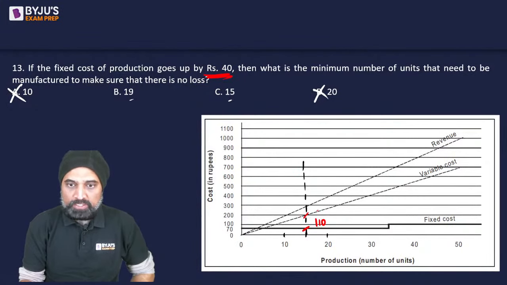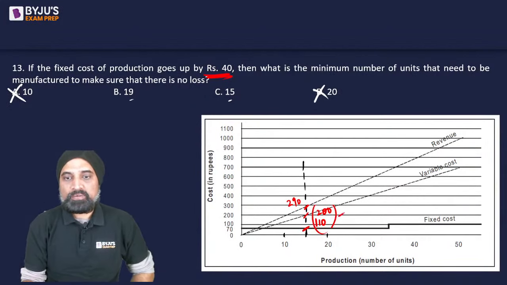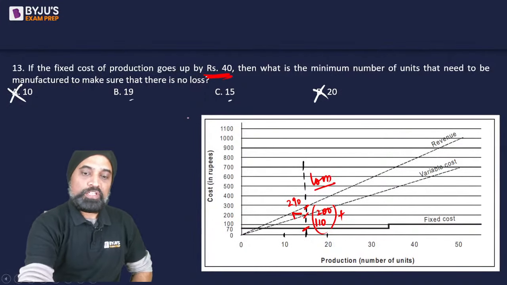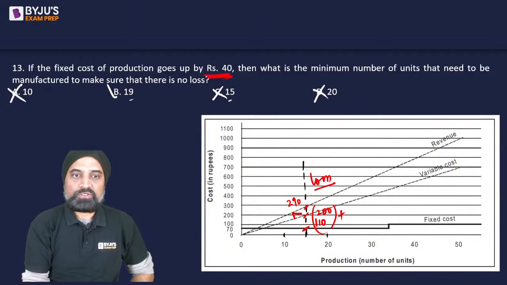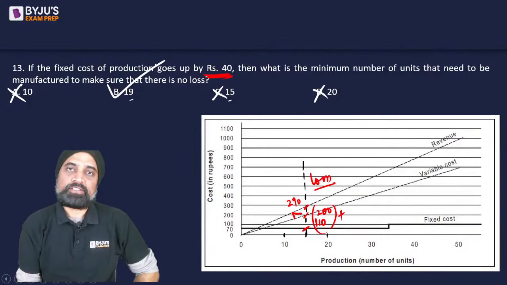Variable cost is 200. And revenue is definitely less than 300, something like 290. So their sum is actually greater than 290. So this is a loss scenario. So 15 doesn't make sense. So the only option we are left is 19.